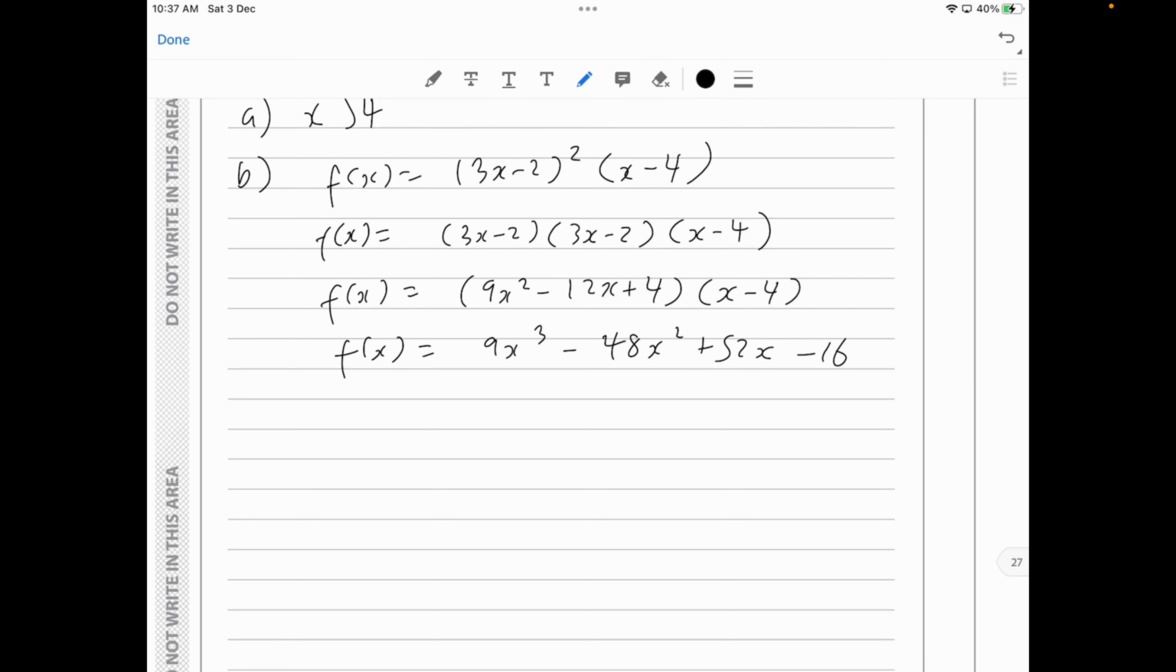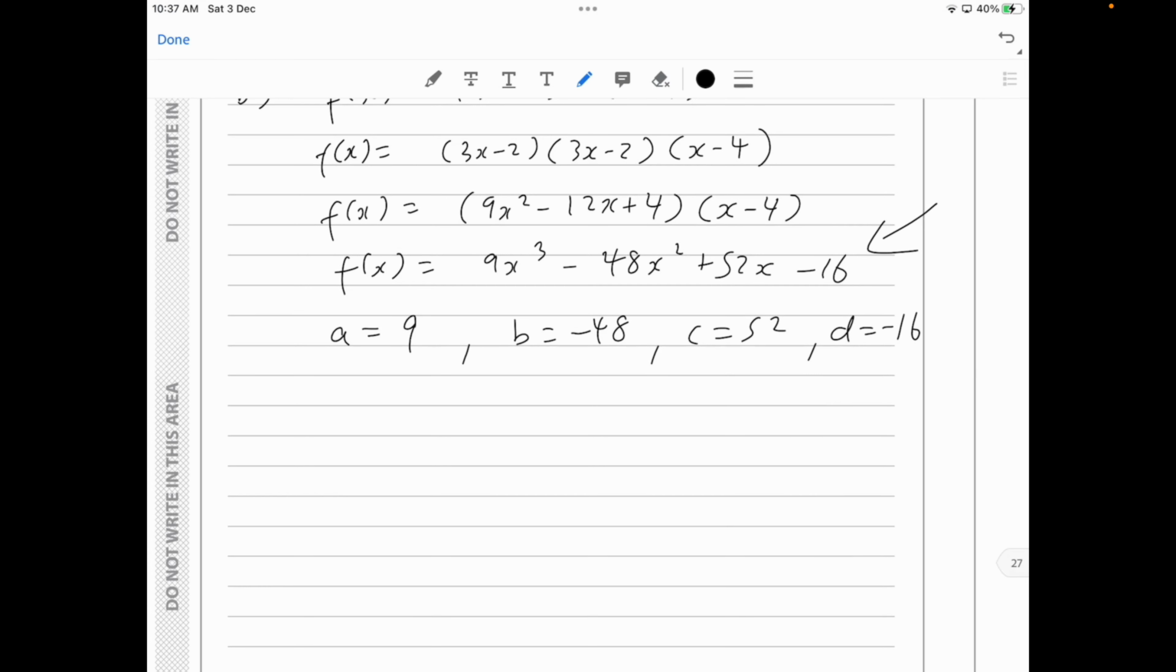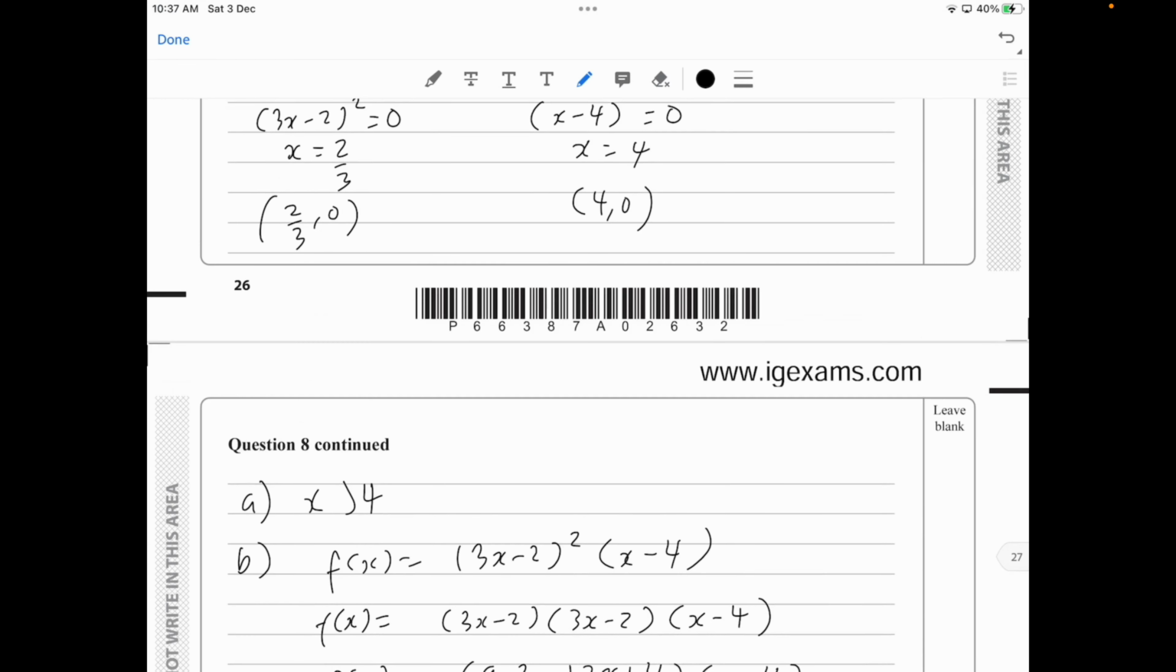Since we know all of them are integers, thankfully they're all integers, so we don't need to multiply anything. We know the value of a to be 9. That's the value of a. And we know the value of b to be about negative 48. We know the value of c to be 52. The value of d to be negative 16. This is going to be the answer. Just mention that this is the equation, and just mention the values of a, b, c, d, just in case. Just for safe sides. Now, C.